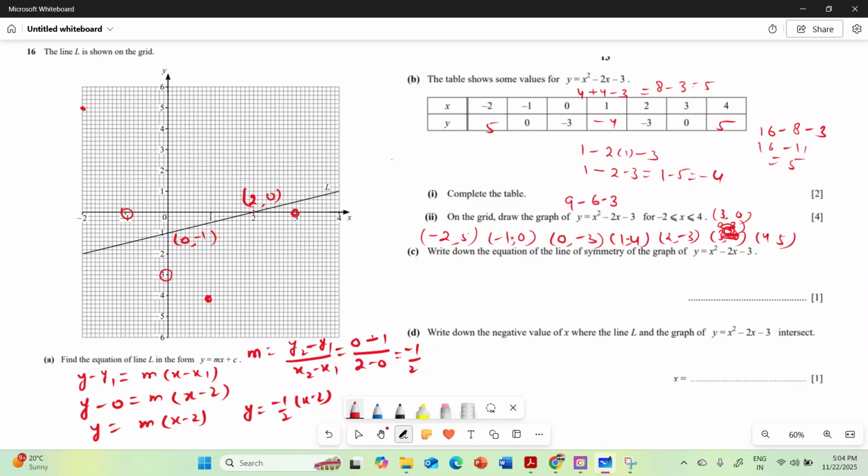so here negative 2 and 5 is this one, negative 1 and 0 here, and then 0 and negative 3, then 1 and negative 4, and 2 and negative 3, at x equal to 2 and y equal to negative 3. So this is another point. And at 4 it is 5. If you put 4, 4 squared is 16, 16 minus 8 and minus 3, 16 minus 11 is 5. So at x equal to 4 the value is 5. These are the points.